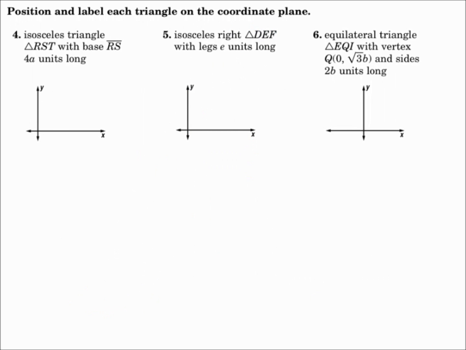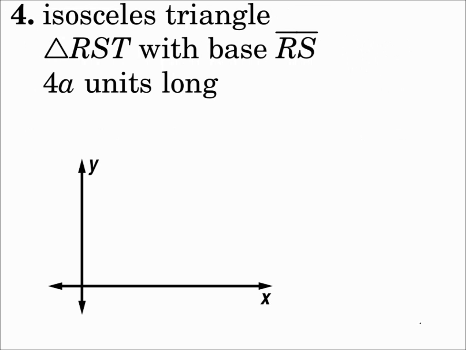Position and label each triangle on the coordinate plane. Now we have to draw the entire picture. Number 4. Isosceles triangle RST with base RS 4a units long. Remember the tips. Try to stay in quadrant 1 and try to use the origin as one of the points and use one of the axes as one of the sides. Since I'm talking about base RS, let's draw this so that segment RS is on the x-axis and that one of the endpoints is the origin.